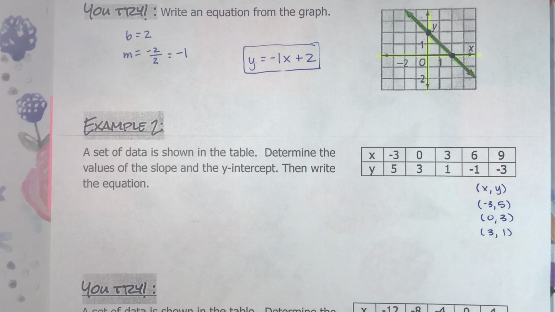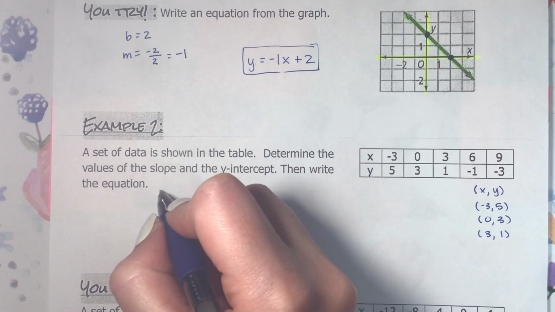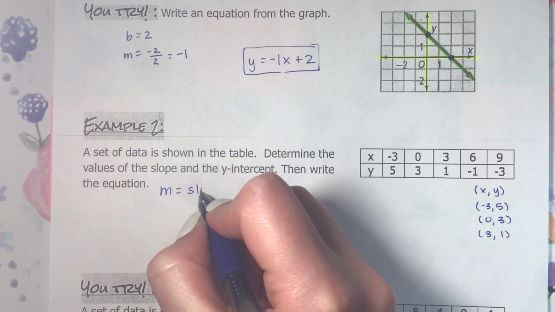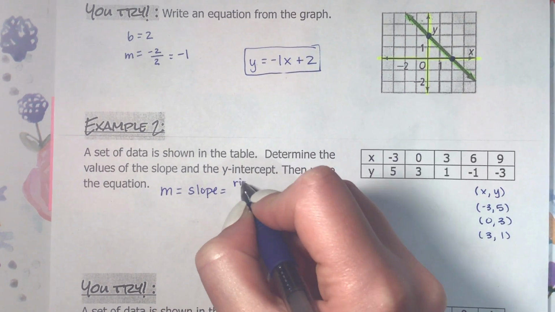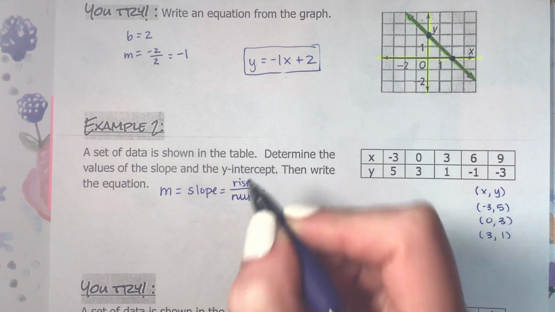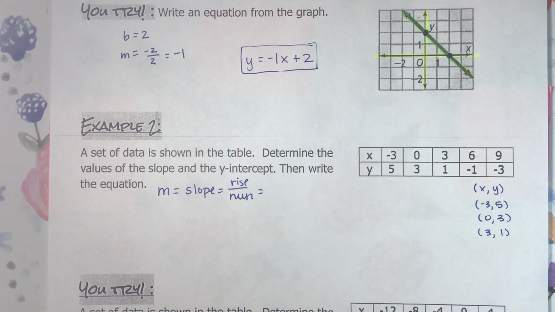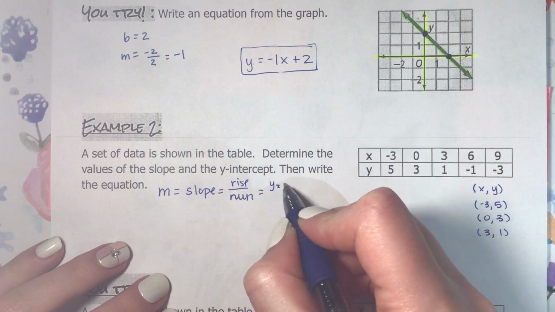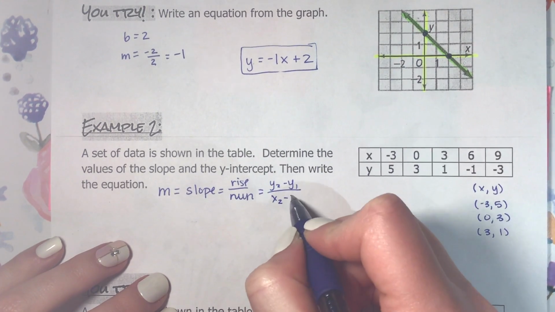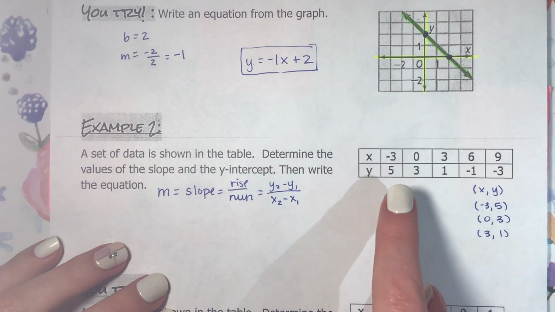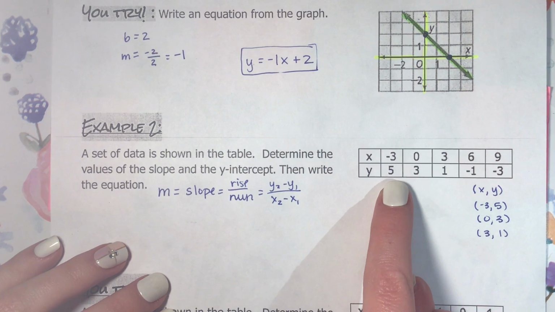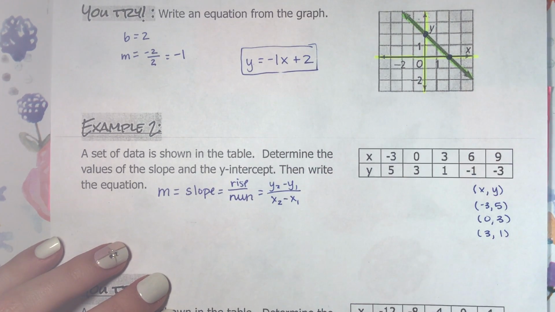Okay, now I need to find the slope and I need to find the y-intercept. So let's start with slope. m is equal to slope, which is equal to rise over run. But anyways, we learned a formula for calculating this, which is y sub 2 minus y sub 1 over x sub 2 minus x sub 1. We can pull coordinates out of this table and plug them into this equation.